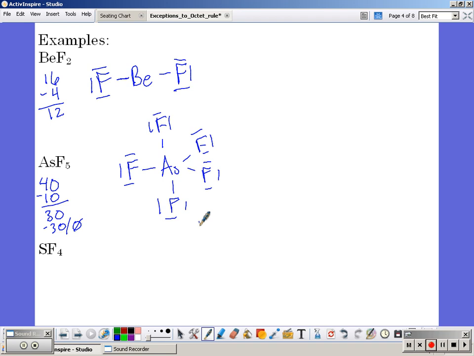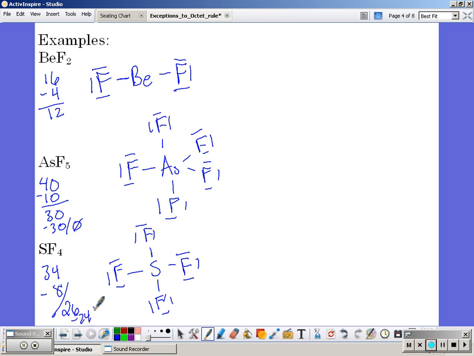Now SF4, we have 34 electrons, sulfur in the middle. So we've used 2, 4, 6, 8, leaving us with 26. Satisfy your fluorines, 2, 4, 6, 8, 10, 12, 14. So that leaves us with 2 electrons.